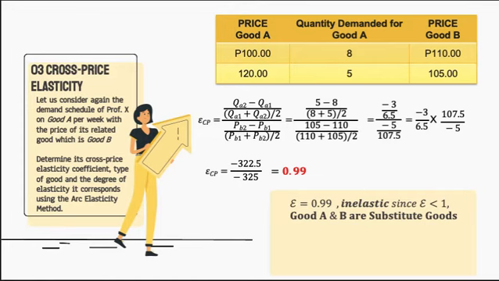Similar to income elasticity, before you take the absolute value of the coefficient, determine first the type of good it corresponds. Let us consider again the demand schedule of Professor X on good A per week with the price of its related good, which is good B. The result is 0.99. It is less than 1. Then, it is inelastic. It means that the quantity demanded for good A is less sensitive for every change in price of good B. And since the value of the coefficient is positive, we can say that goods A and B are substitute goods.